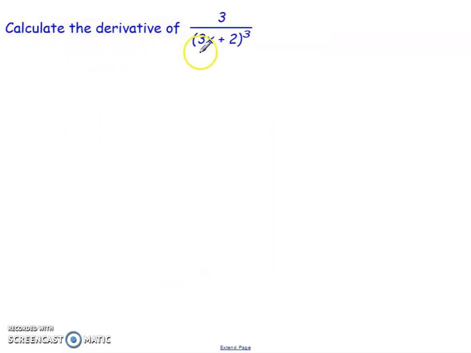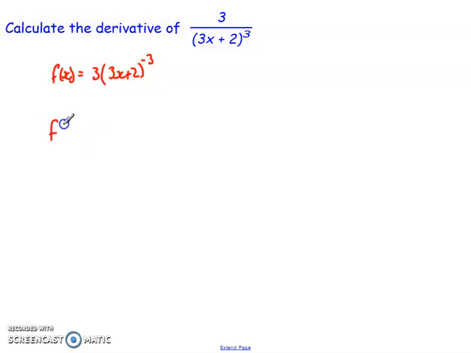So first one, I want you to calculate the derivative of 3 over (3x plus 2) to the power of 3. Now this sort of question, what we want to do is write it in the format f of g of x. In order to do that, I'm going to start by writing it as f of x equals 3(3x plus 2) to the power of negative 3. When you've got one written in this format, there's a quite easy and quick way to remember it. Bring the power down, reduce the power by 1, times by the derivative of u.